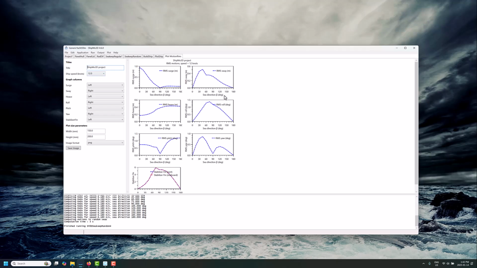And again, it's a forward speed code, so the intensity of the speed also has a strong impact on what the fin stabilizers are doing. You can see this is an output from Seakeep Random showing the generic yacht motion affected by the fin stabilizers across a wide range of different wave directions.